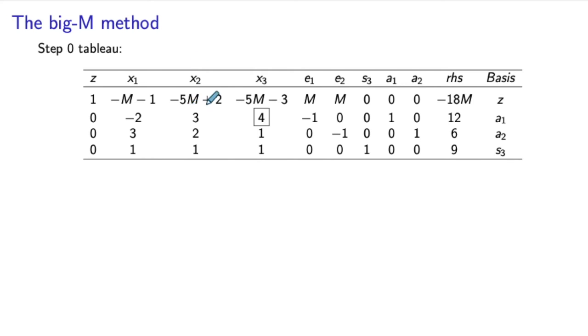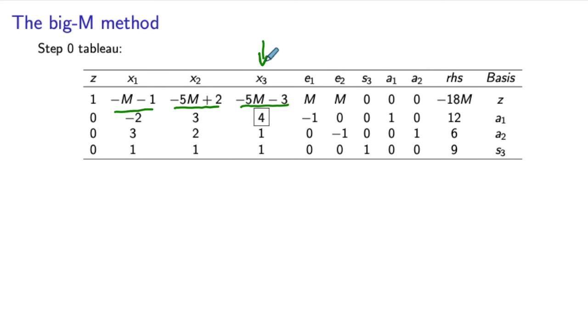Okay, let's do it. We see that there are 3 variables with negative coefficient in row 0, x1, x2, and x3. Even though both x2 and x3 have the multiplier of negative 5 for M, the coefficient for x3 is more negative, because it also has the negative 3 term, whereas x2 has plus 2 instead. So, we pick x3 as the entering variable.